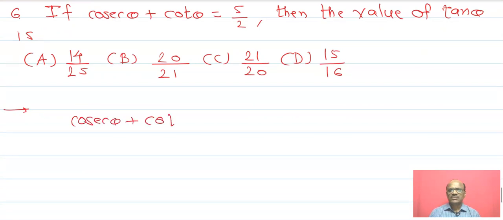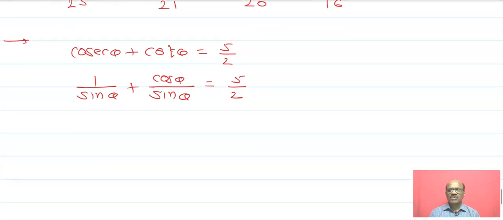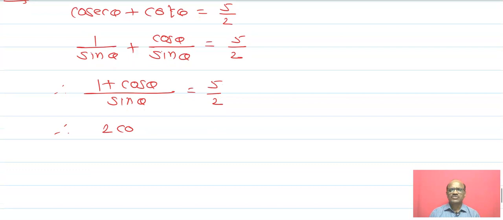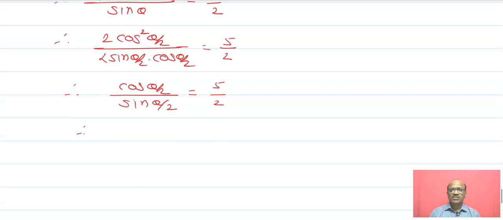Next, cosec theta plus cot theta is equal to 5 upon 2, that is 1 upon sin theta plus cos theta upon sin theta is equal to 5 by 2. Now we will simplify this: (1 plus cos theta) upon sin theta is equal to 5 by 2. 1 plus cos theta means what? 2 cos square theta by 2, and sin theta means what? 2 sin theta by 2 into cos theta by 2, equal to 5 by 2. Now these two get cancelled. You will get cos of theta by 2 upon sin of theta by 2 is equal to 5 by 2.